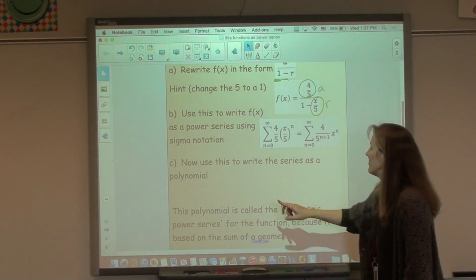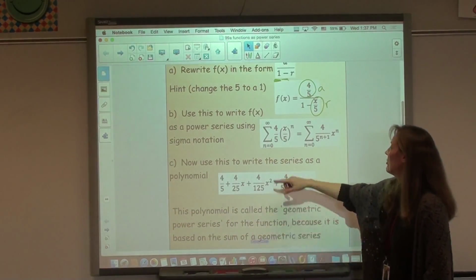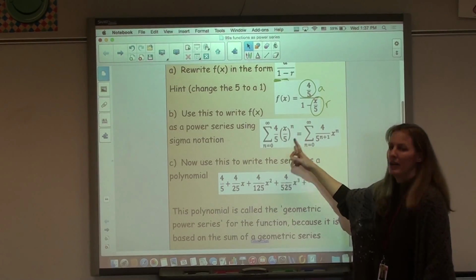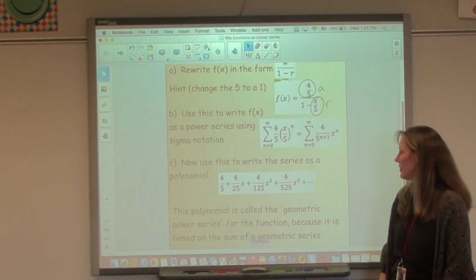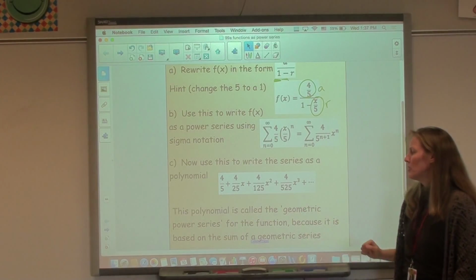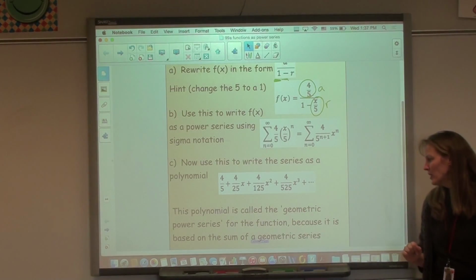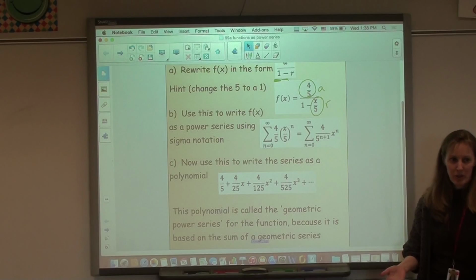Alright, so then to write as a polynomial, all you're doing is plugging in values for n, and you get it as a polynomial. Okay, this polynomial is called the geometric power series for the function because it is based on the sum of a geometric series.